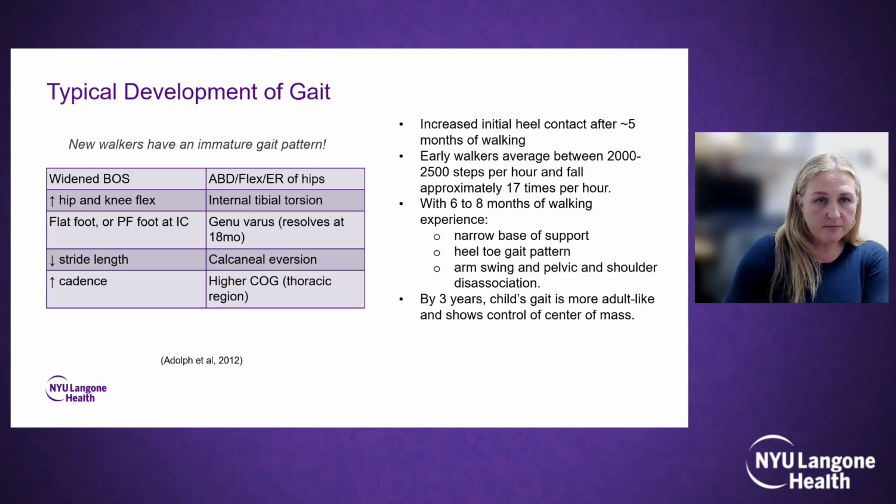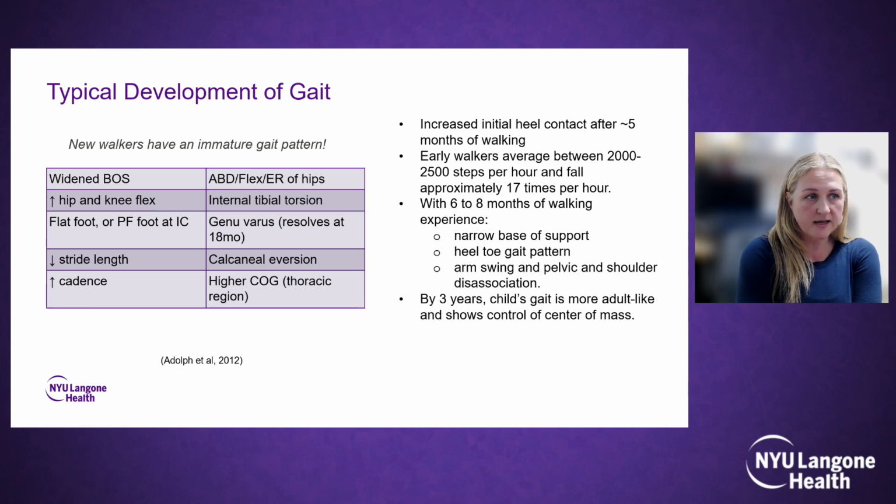So a typical gait pattern, new walkers have an immature gait. It has a wide base of support, decreased stride length, increased cadence, flat foot initial contact, and a high center of gravity. Kids always have their arms up in that high guard. Within 5 months of walking practice, they increase heel initial contact with the gait pattern becoming more adult-like by 3 years old. Our goals in therapy are to improve functional range of motion and proprioception, provide optimal variability of movement, a stable base of support, and the opportunity for good practice.